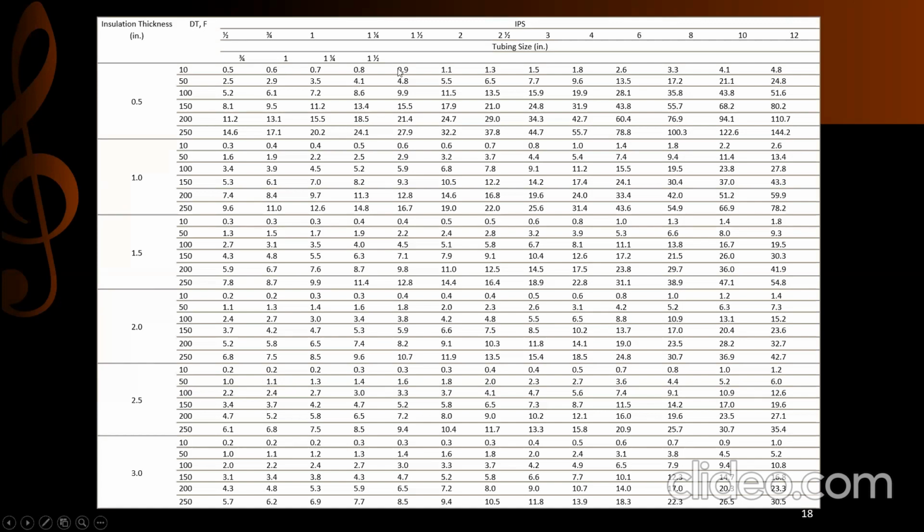So, andito na yung tabulated niya. Okay. Then sa pipe, sa standard na to, standard size and standard insulation. And this delta T. Okay. So thank you very much.